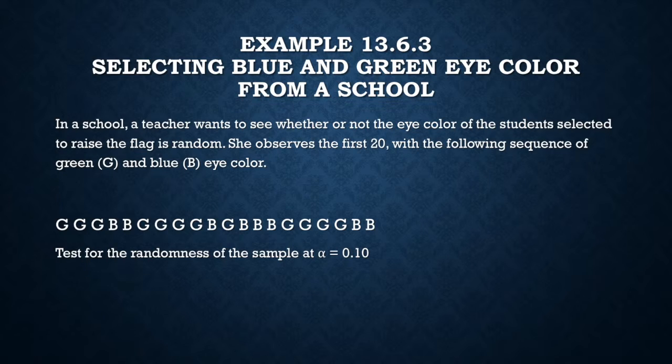Let's take a look at this example when we select blue and green eye color from a school. In a school, a teacher wants to see whether or not the eye color of the student selected to raise the flag is random. She observes the first 20 with the following sequence of green, represented by letter G, and blue, represented by letter B, eye color. We can see the runs here, and we want to test the randomness of the sample at A equals 0.10.